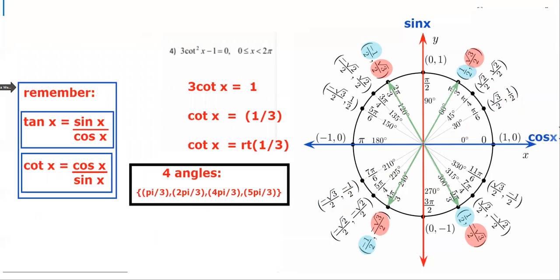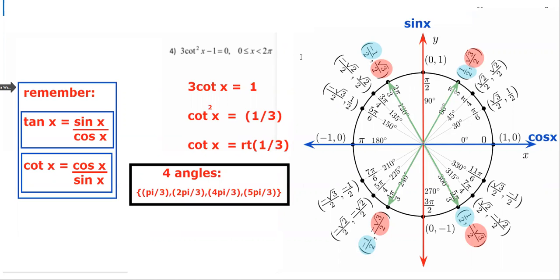Question 4. If 3 cotangent squared x minus 1 equals 0 for x between 0 and 2 pi. Well, this is kind of interesting, because add 1 to both sides, and then the cotangent squared of x is a third. I'm sorry, that's the cotangent of x squared, so I need that little 2 in there. Hold on a second. It's the cotangent of x squared. So then we square root both sides, and we get the cotangent of x is the square root of 1 over the square root of 3.